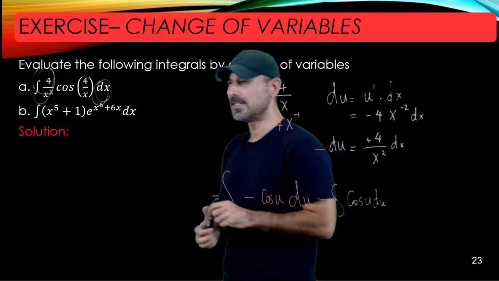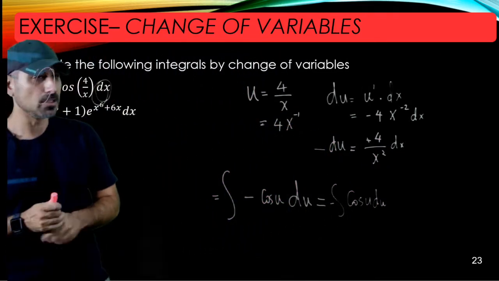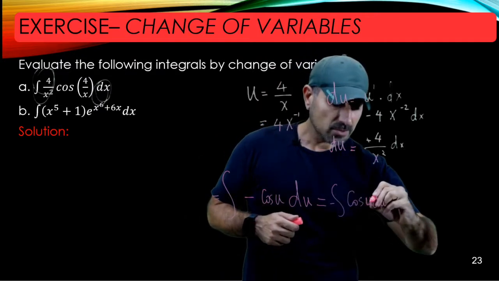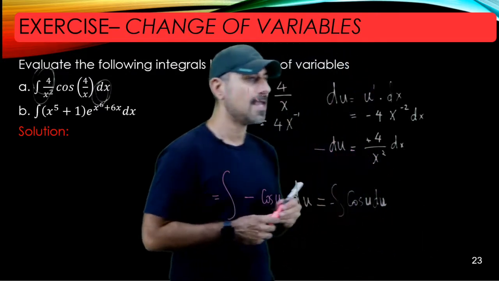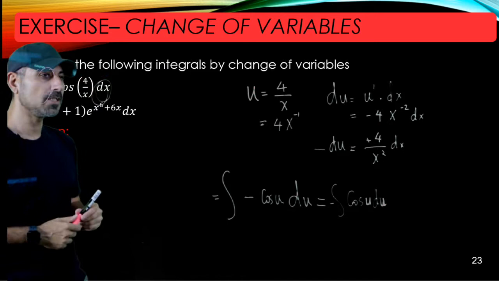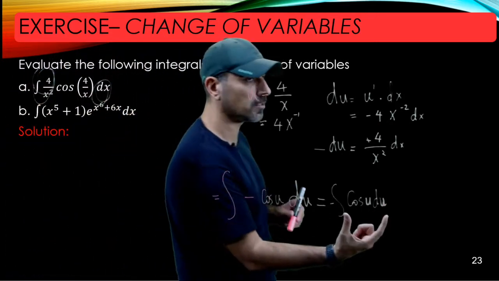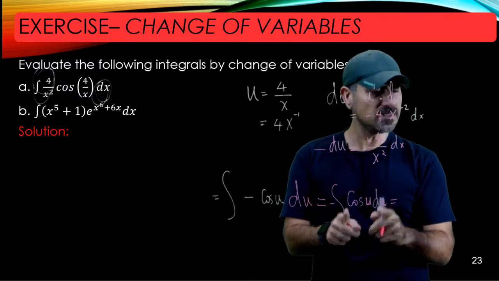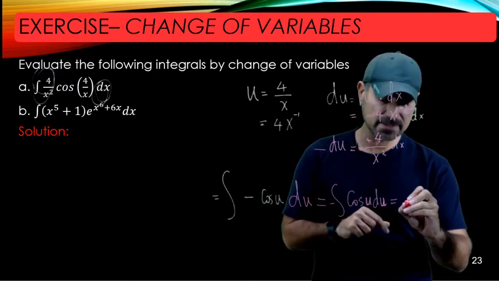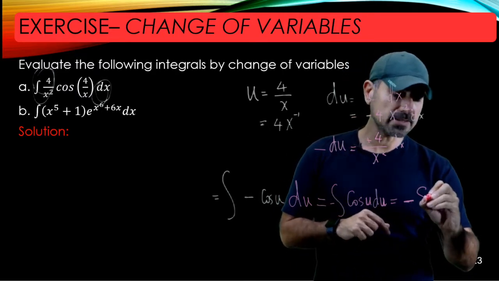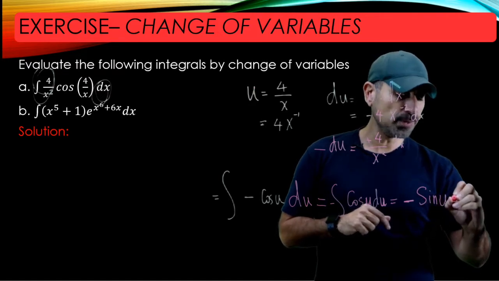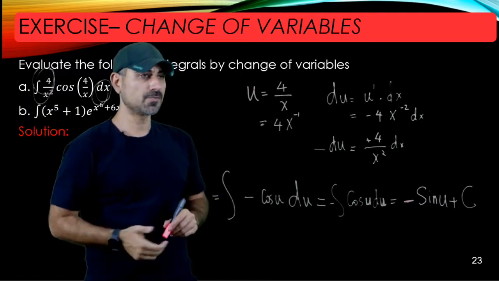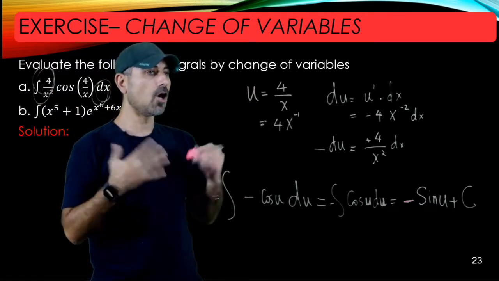All right, so the rewritten integral in terms of the new variable u is way easier to handle than the original integral, because we know how to take care of the integral of cosine. That's in fact sine u plus c, but you have a minus sign, be careful. So minus sine u plus the integration constant. Well, the original integral is given in terms of x, and u was the auxiliary variable.